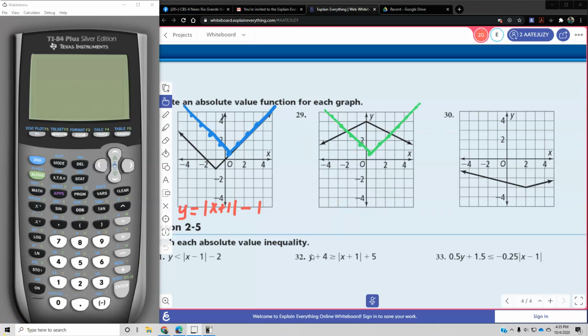For 29, the parent function is shown. We have y equals, I know it's going to be absolute value. I know that it's shifting up 1, 2, 3, 4, so it's +4. Since it's going to reflect, in other words, it's kind of switched, it's going to be a negative right here. That's a reflection.